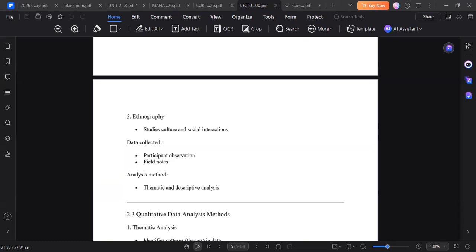So it focuses, number one, on culture: the shared beliefs and traditions, the languages, the behavior of a group, and how culture influences how people think and act. It focuses on the natural setting. Here, research is conducted in a real life environment where participants, for instance in a village or community, live. So it helps to capture authentic behavior.